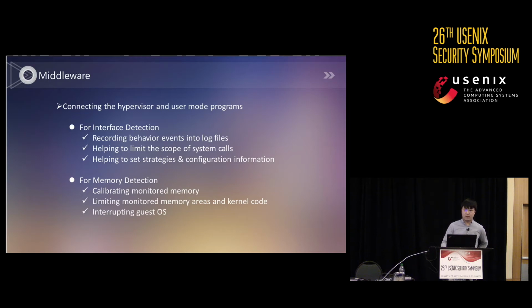For memory detection, the middleware calls calibrate monitored memory. Monitor memory keeps change with the memory allocation and release. So it's used to trace the monitored memory. It's also used to limit the monitoring memory area in kernel code. At last, it can interrupt the guest OS at the moment of triggering a vulnerability and provide the context for analyzing the vulnerability.